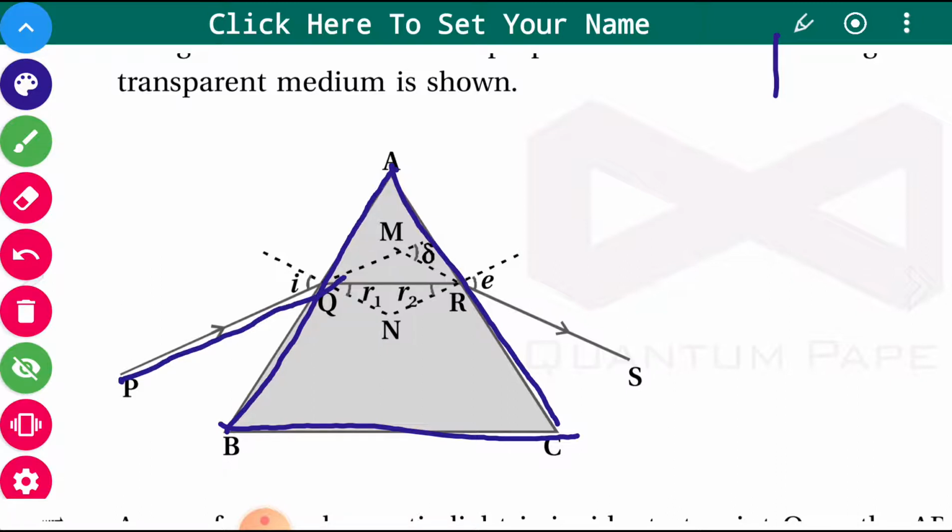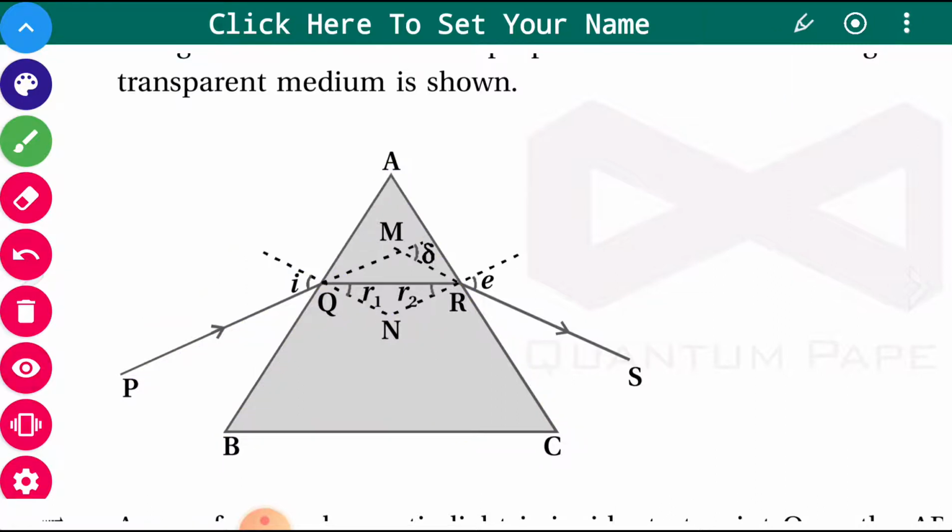This PQ is the incident ray. This dotted line shows the normal drawn at the point of incidence. So the angle with the perpendicular drawn at the point of incidence is the angle of incidence, that is i. Now as this ray goes from rarer medium to denser medium, it bends towards the normal. So this is the refracted ray, which makes the angle of refraction r1 with the perpendicular.